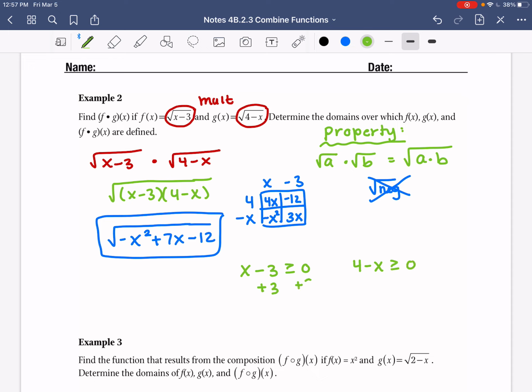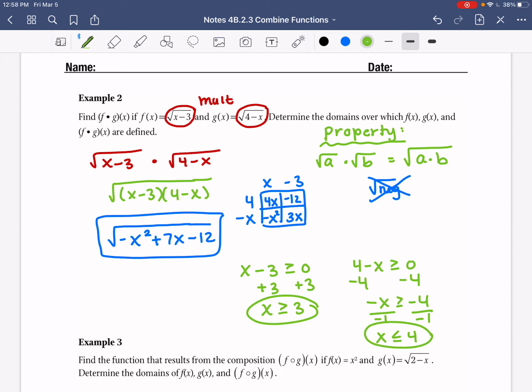So we add 3 to both sides, so x has to be greater than or equal to 3. Over here I'm going to subtract 4 on both sides. I get negative x is greater than or equal to negative 4, but when you divide both sides by negative 1, you have to flip the sign, so it becomes x is less than or equal to positive 4. So x has to be greater than or equal to 3 and less than or equal to 4. Well, that doesn't give you very many options, right? So x has to be less than 4, but greater than 3. That's our domain.